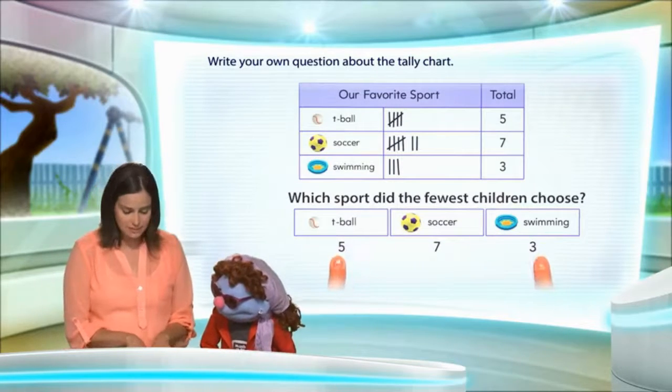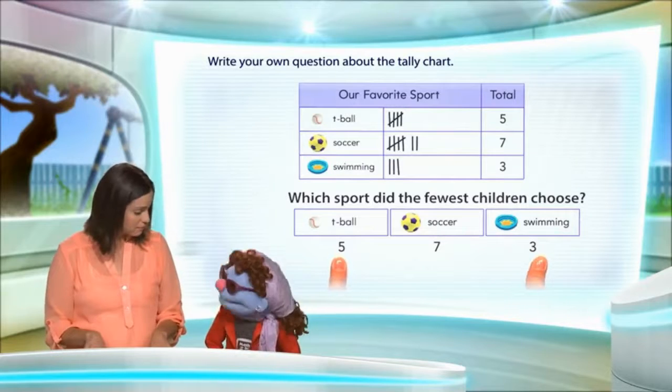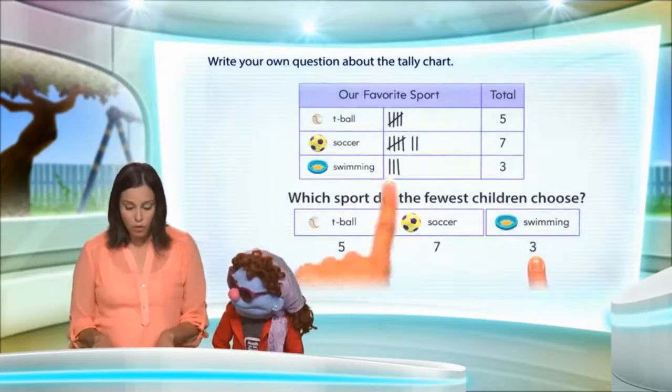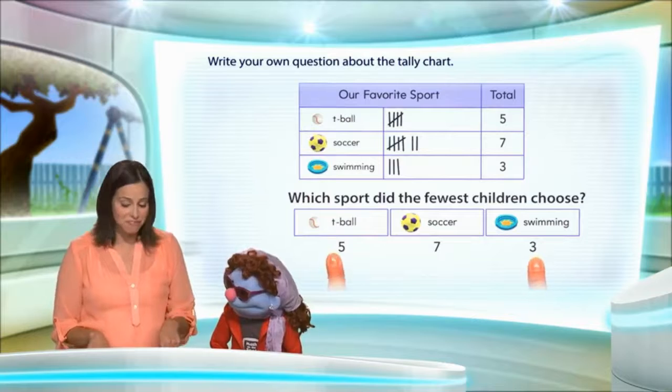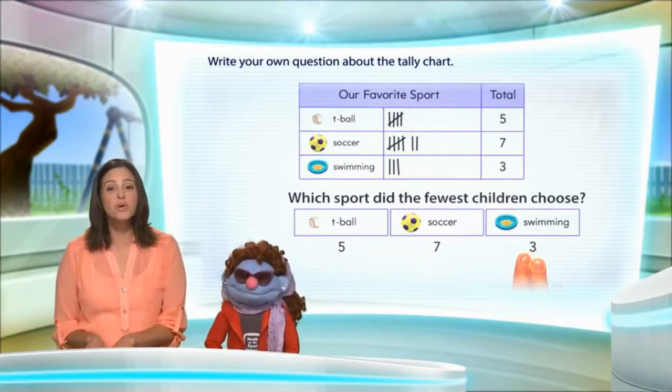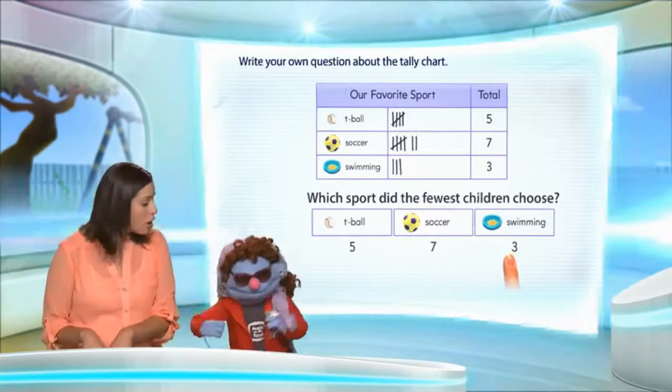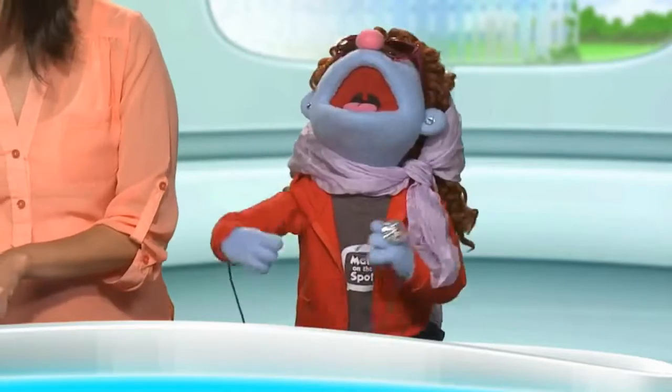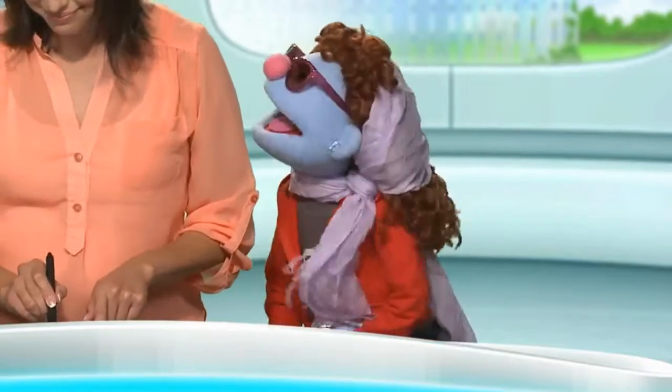So we're going to look at now 5 and 3. Now, 3 is less than 5. So the fewest children chose swimming. Oh, that was fun.